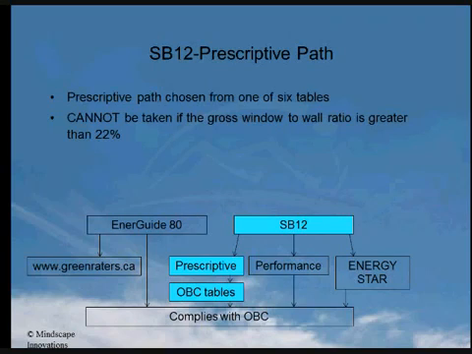This ratio is the gross window area divided by the gross area of the peripheral walls, measured from grade to the top of the uppermost ceiling, and specifically excludes any glazing area in the main entrance door and adjacent sidelights.